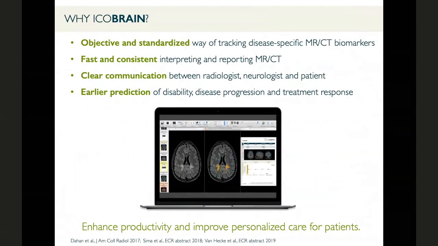And this added information allows also to track subclinical disease progression, to improve the early detection of disability, disease progression, and treatment response. So all of this really contributes to the enhancing of your productivity and to improve the personalized care of your patients.